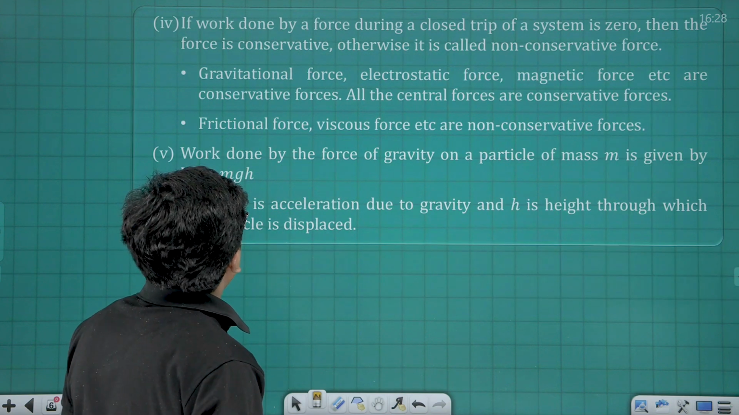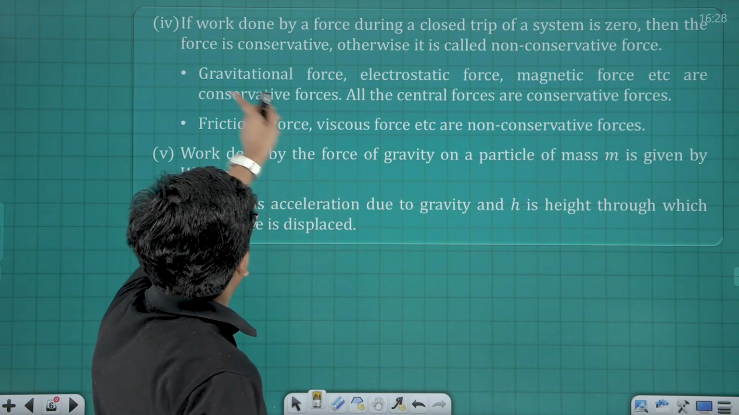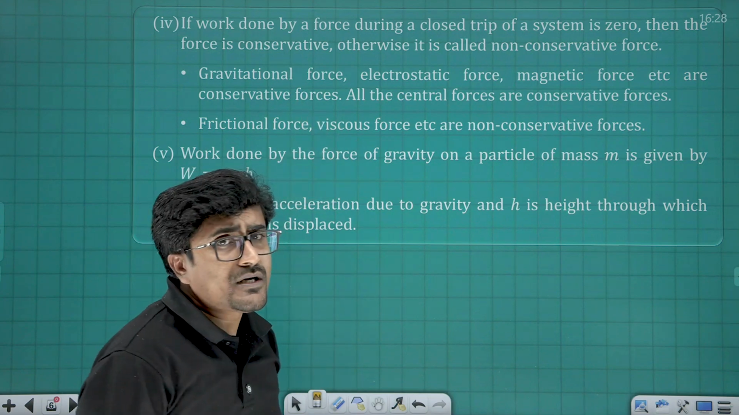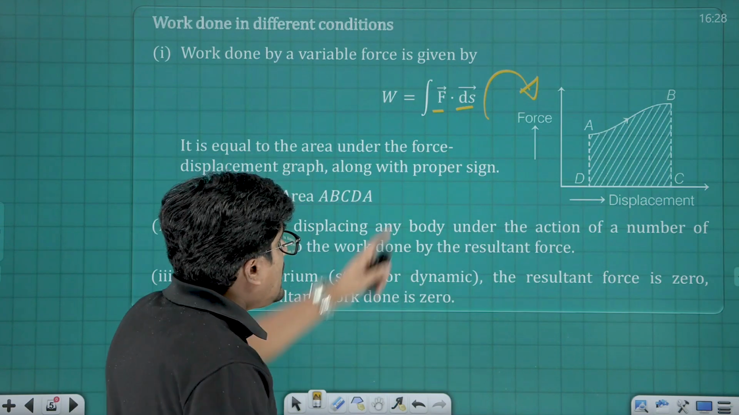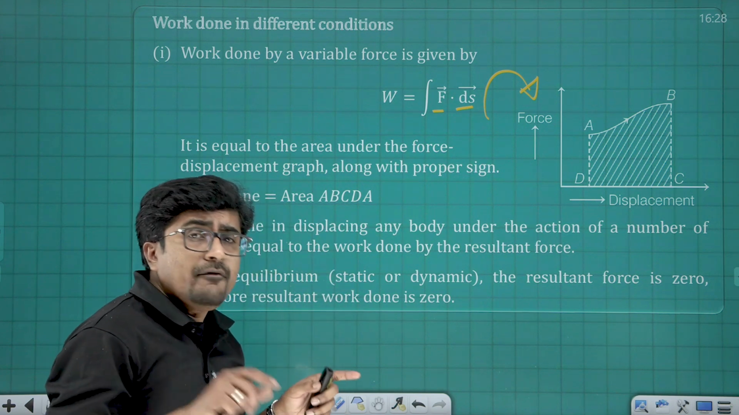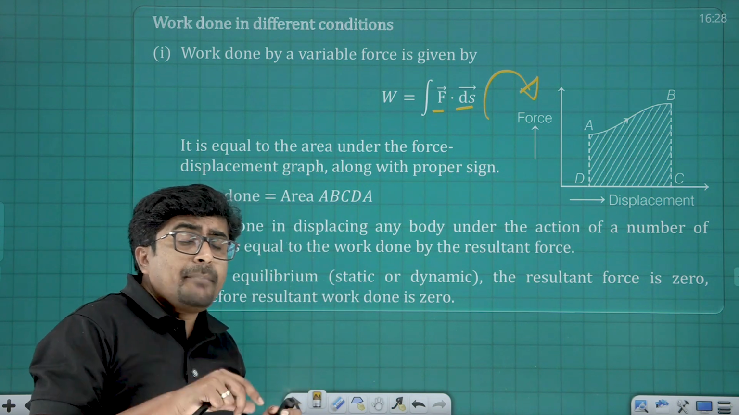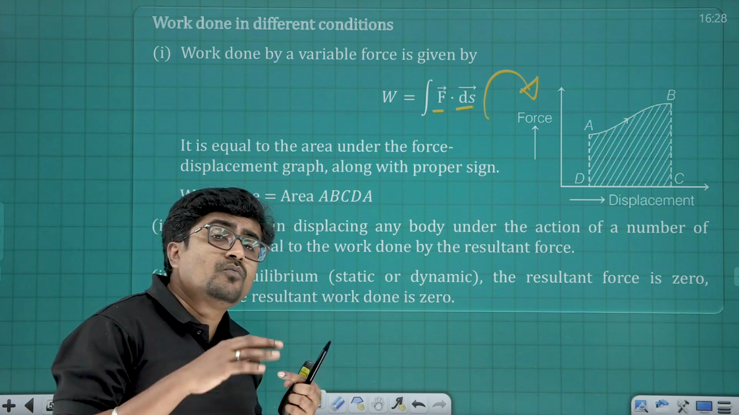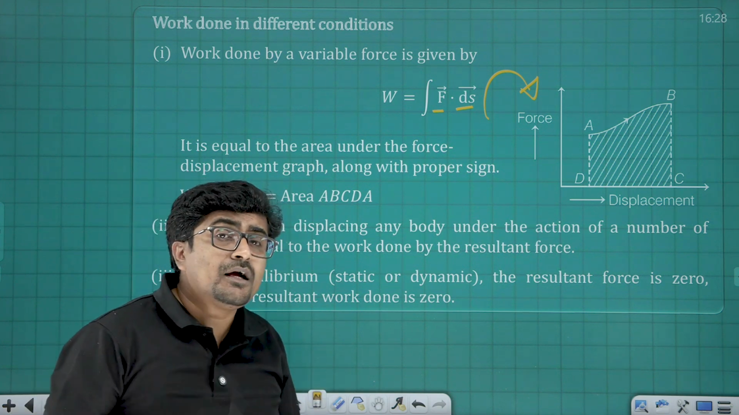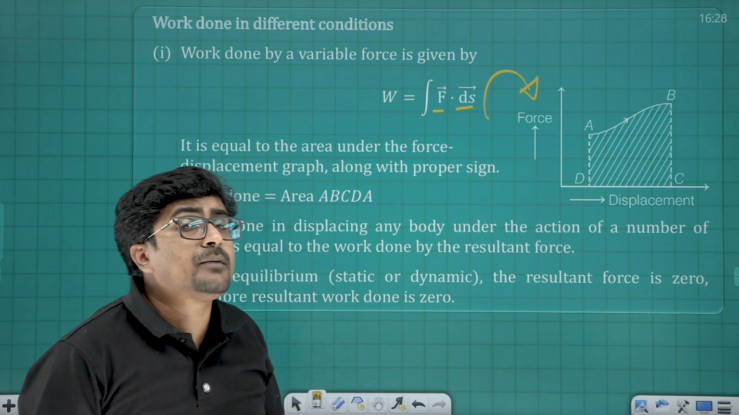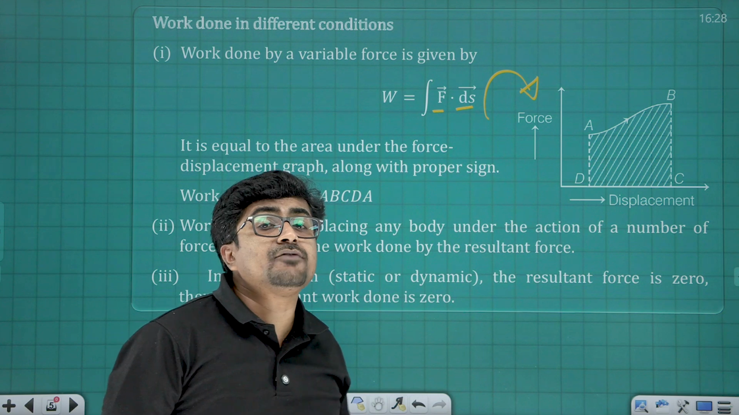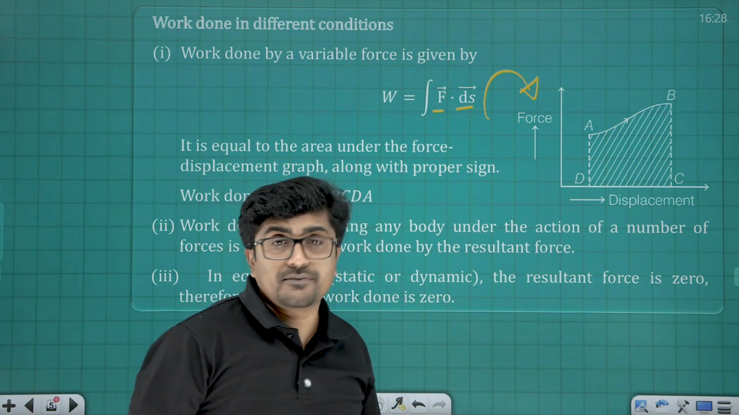And the next one is about conservative as well as non-conservative forces. Here I told you about the work done by a constant force and work done by a variable force. Now, based on work done along a closed path, these forces can be classified into two. The first one is conservative force and the second one is non-conservative force.